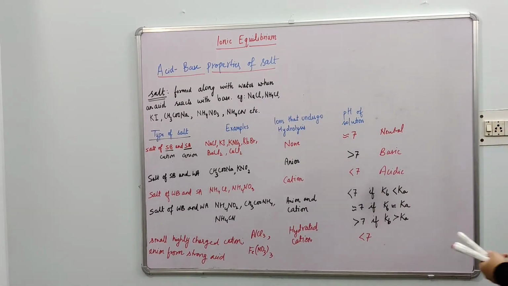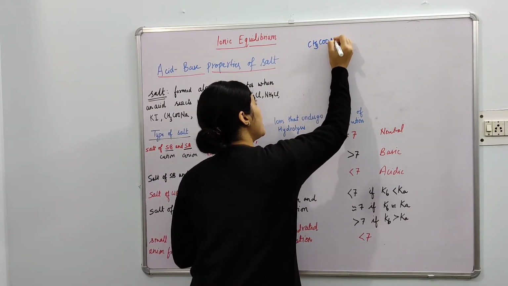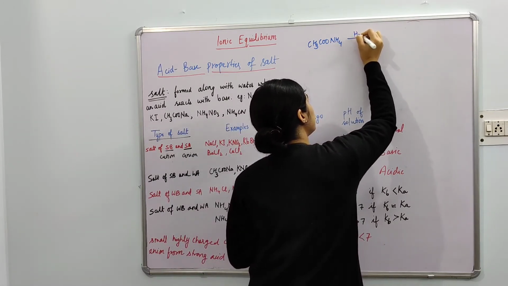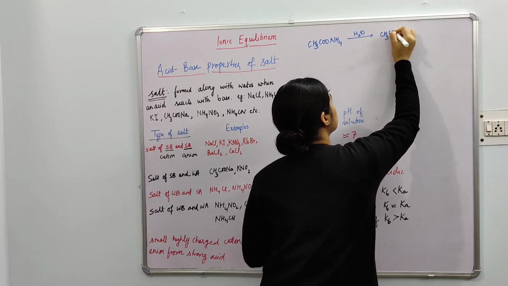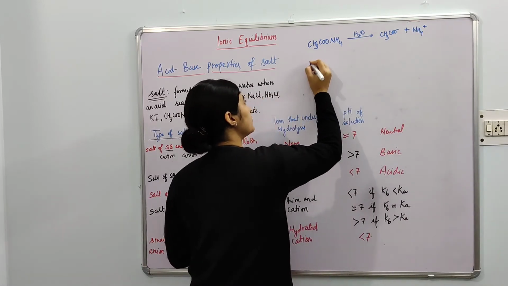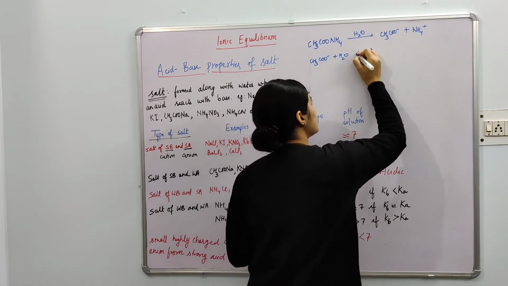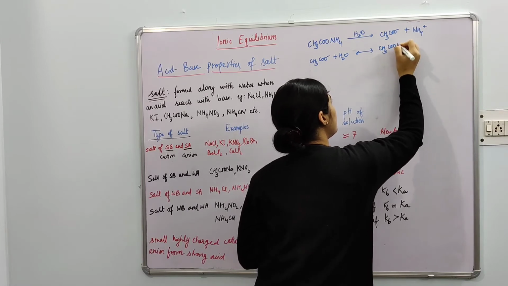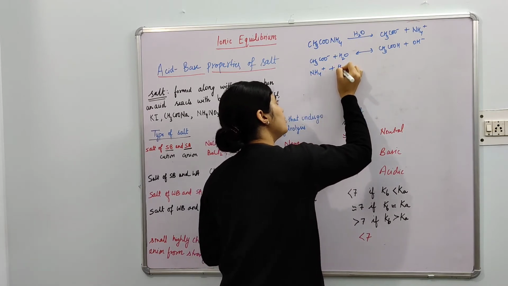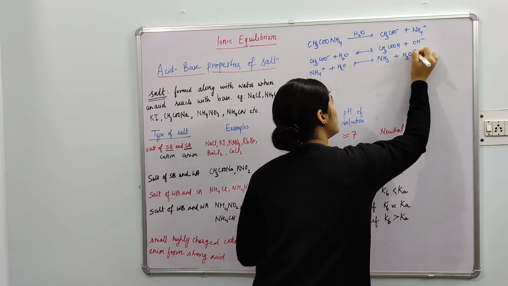So let's take the example of CH3COONH4 in water. It will dissociate into its ions. Now CH3COO negative on reaction with water forms CH3COOH plus OH negative. Similarly, NH4 positive on reaction with water gives ammonia plus H3O positive.